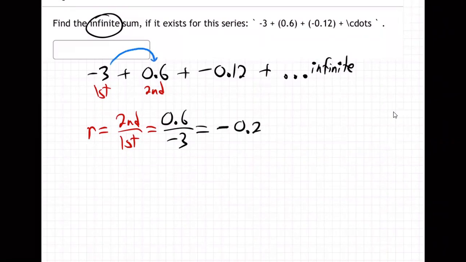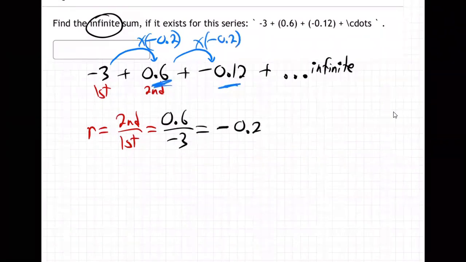So what that means is that's what it's multiplying by every time. Is that true? Let's check that. Is it multiplying by negative 0.2 every time? Does that work to go from here to here? If you check it on your calculator, it does. Every time it's multiplying by negative 0.2. That's the R, the common ratio, what it's multiplying by every time.